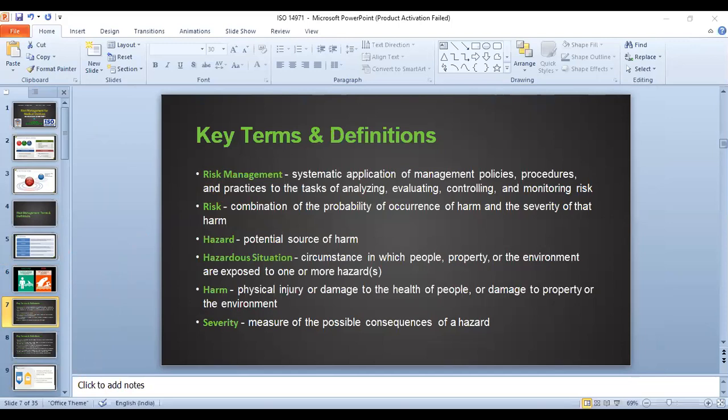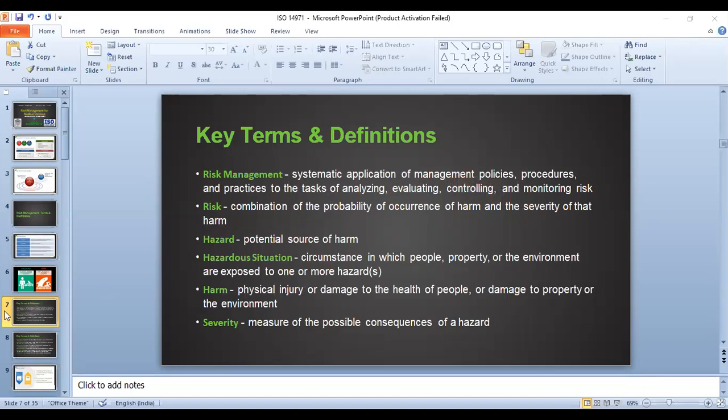What is risk management? See the definition. It is a systematic application of management policies and procedures and practices to the tasks of analyzing, evaluating, controlling, and monitoring a risk. See, it is very much important, the risk management for each and every medical device. So what is this? A systematic application of management policies.